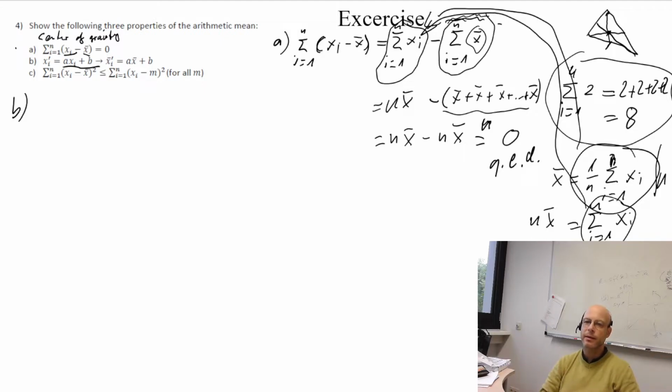So to speak, we move these data points to 3 times the old data point plus 11 or something like this. And then of course we ask ourselves, what does this mean for the arithmetic mean? What we want to show is that the arithmetic mean is also moving in the same way as every single data point. And for this, we just plug in the definition of our arithmetic mean.